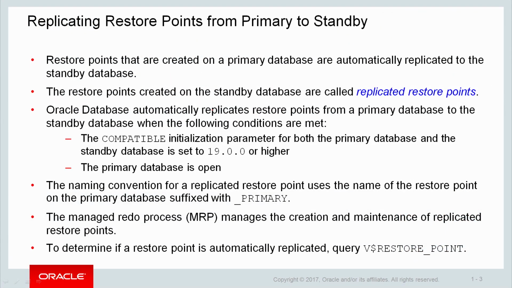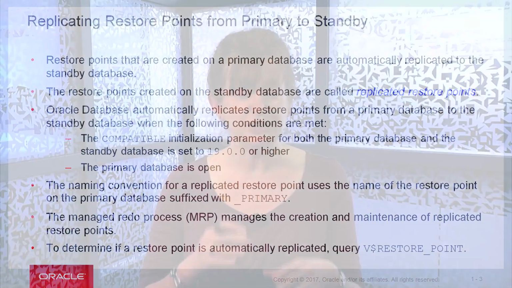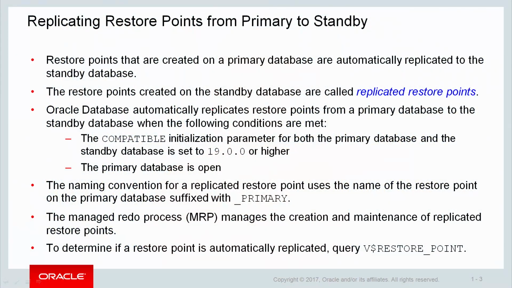First of all, let's look at replicated restore points. Restore points have been around since, I think, 10g R2, when they were introduced. They are like bookmarks for a particular point in time, and they're stored inside the database's control file. Because they're stored in the control file, up until 19c they were unique to a database. So if you created a restore point inside the primary database, that did not appear inside any of your standby databases. That's not true anymore.